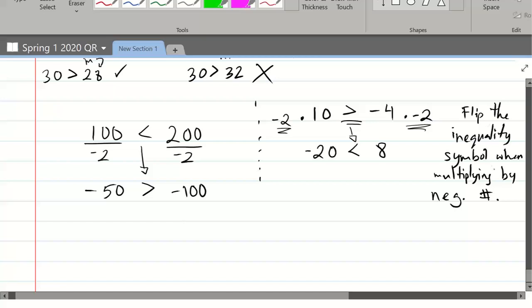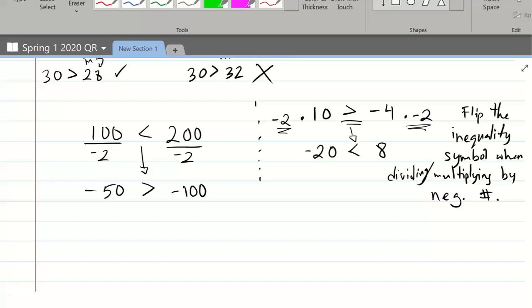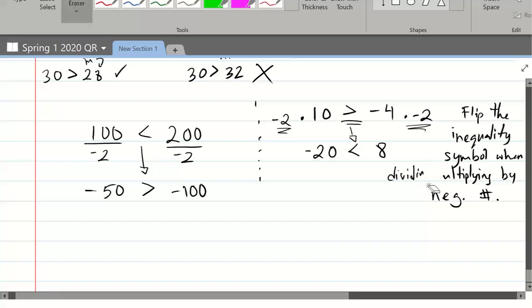So flip the inequality symbol when multiplying or dividing by a negative number, right? So dividing or multiplying by a negative number, you flip the sign.